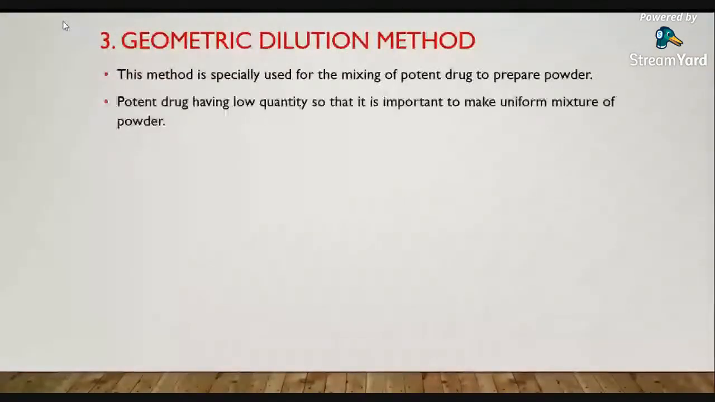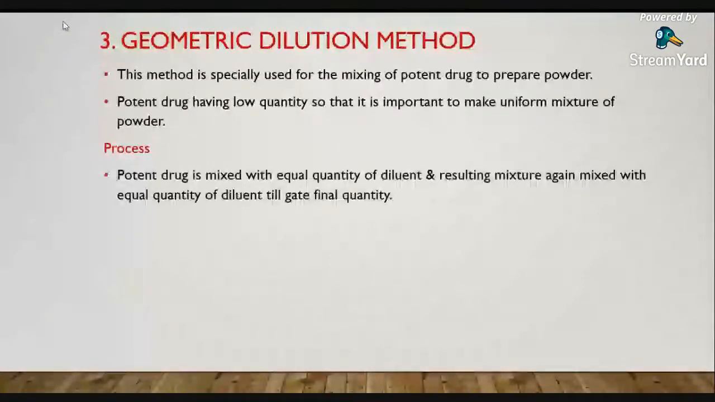This method is generally preferred when the quantity of drug is smaller or the drug is a potent drug, and in that case, homogeneous mixing is the first preference. To produce a homogeneous powder the geometric dilution method is the best, because this method gives uniform mixing of powder, and that uniform mixing is very important in the case of powder preparation. Now what is the procedure of geometric dilution method?